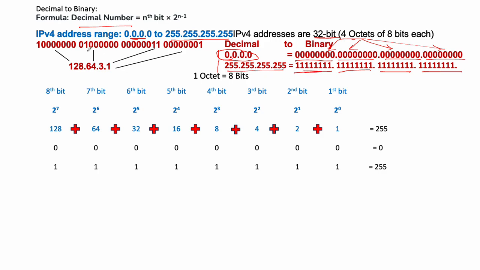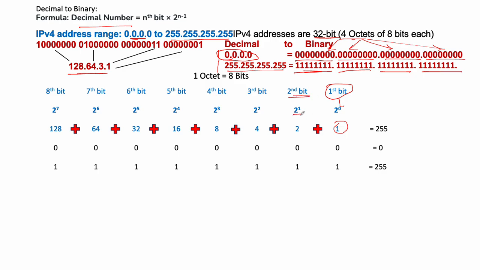Okay, so let's take one example here. To calculate, I created a simple formula chart table. So the first bit, what is the first bit? It is 2 raised to power 0. When you do 2 raised to power 0, it comes to 1. And the second bit is 2 raised to power 1.